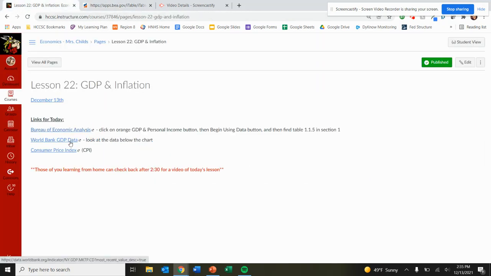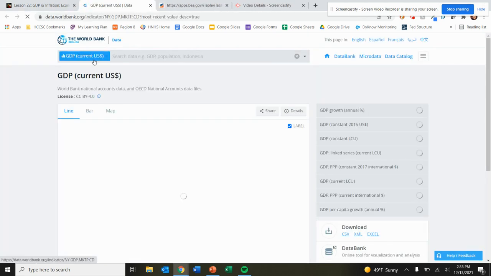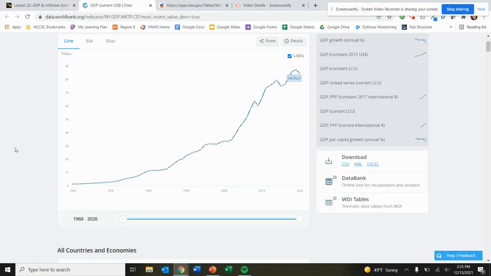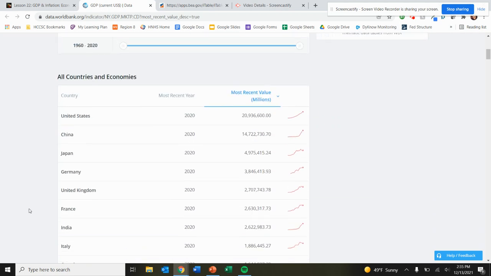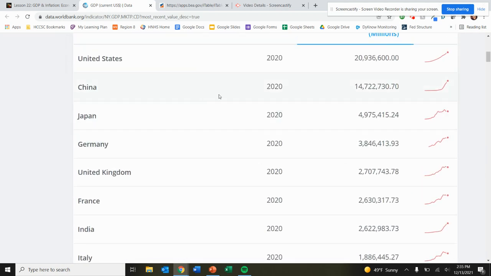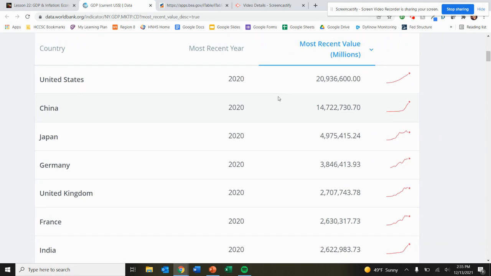And then we can also compare our country to the rest of the world because every country calculates this relatively the same. So go ahead and click on that second link, and it's going to take you to this website here. And then I want you to just scroll down below this graph, and it's going to list out the countries with their GDP numbers as of 2020. So you'll notice that the United States has the largest economy, right? Our GDP is the highest in the world, right? So that means we have the largest economy, we have the most influence within economies across the globe.